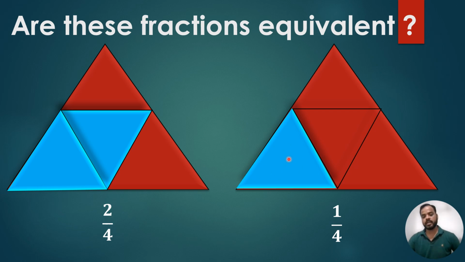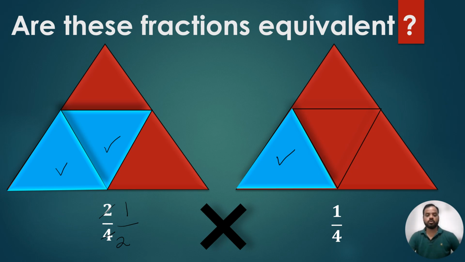And the fraction represented here, out of the four equal parts, one is the blue part. So the fraction represented by the blue part is 1 by 4. So it is asking, are these fractions equivalent? So let us cut it. This is already simple. Now let us cut it: 2 ones are 2, 2 twos are 4. So what we get? 1 by 2. Here we get 1 by 4. So these are different. Here only one part is colored, here two parts are colored. Therefore, they are not equivalent.